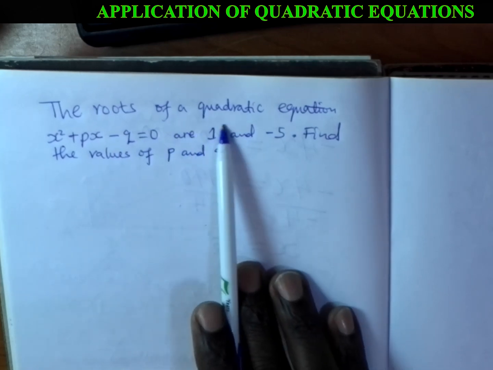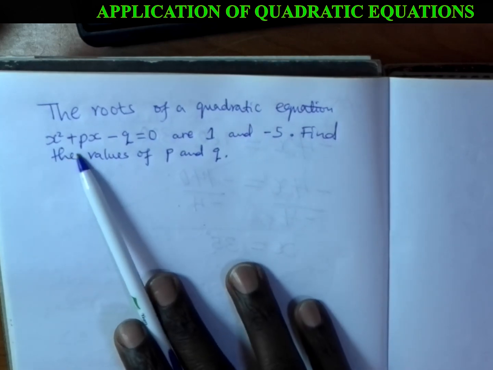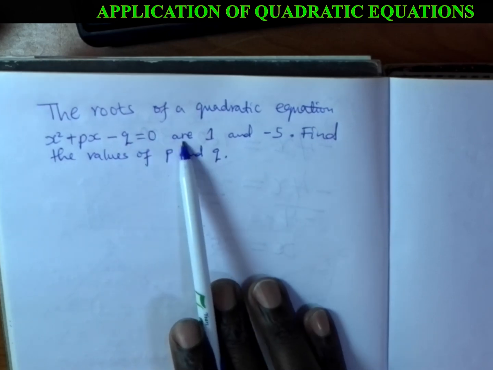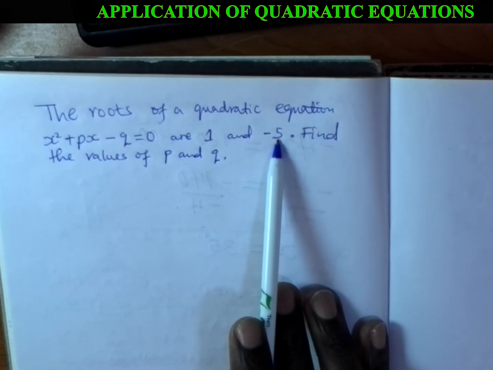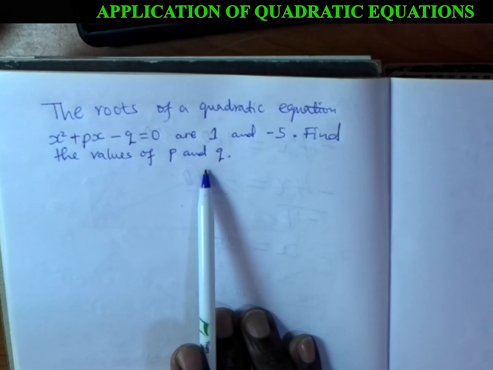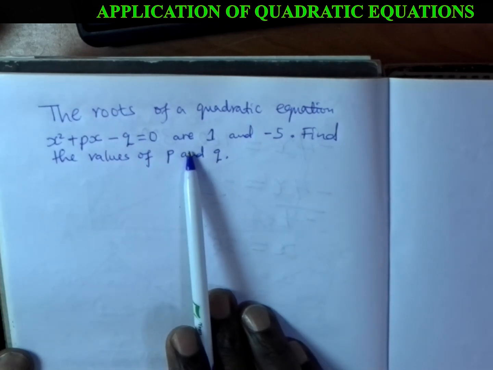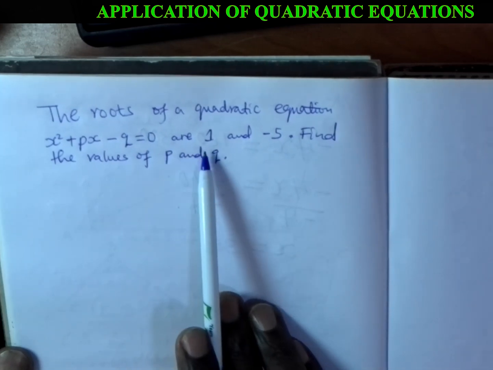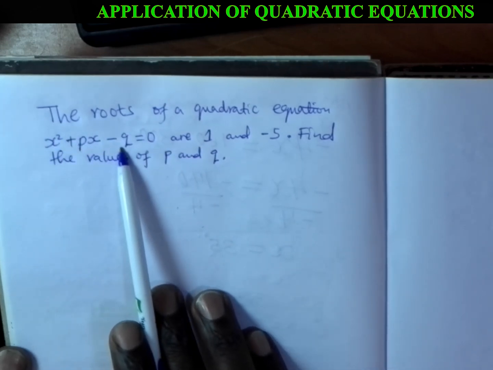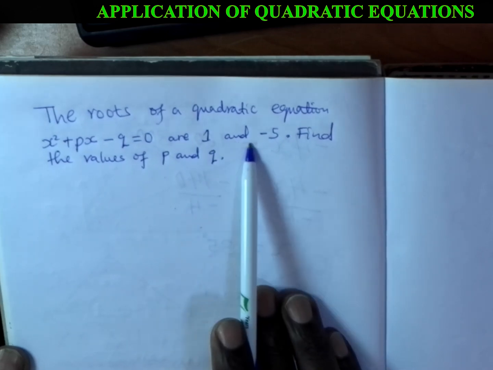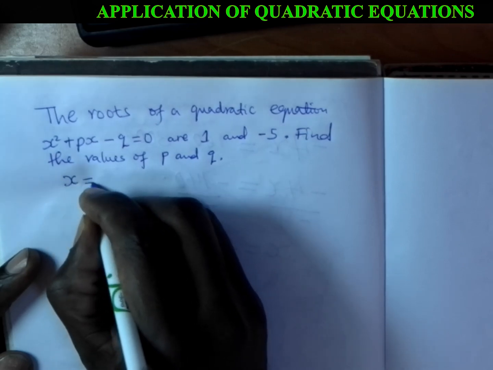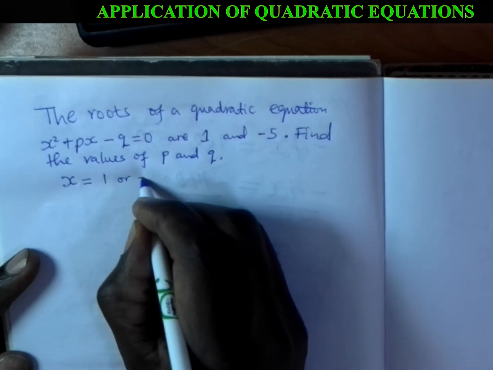The roots of a quadratic equation, x squared plus px minus q is equal to 0, are 1 and minus 5. Find the values of p and q. Since we have been given the roots of the quadratic equation, that means if we solve this quadratic equation, we get 1 and minus 5 as the values of x. That means x is 1 or minus 5.